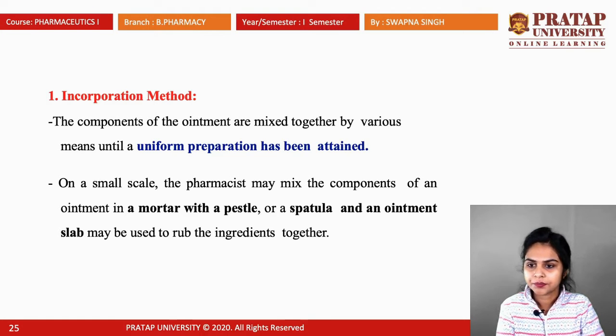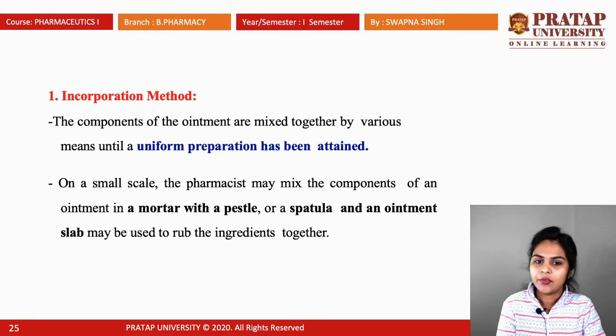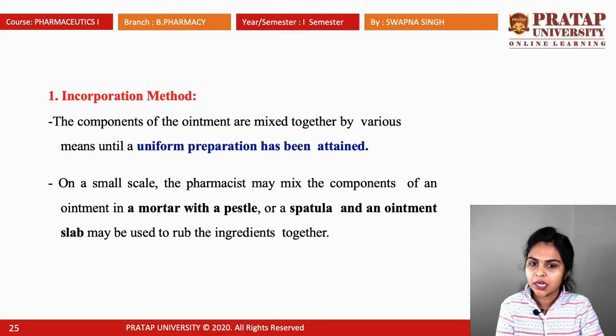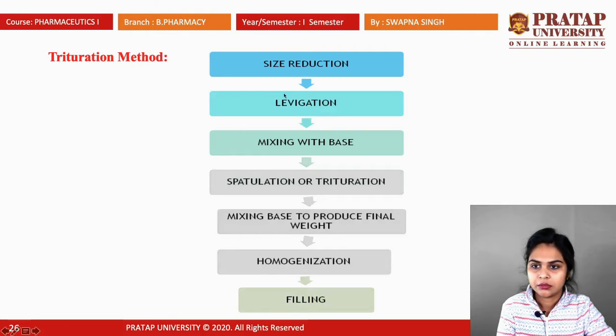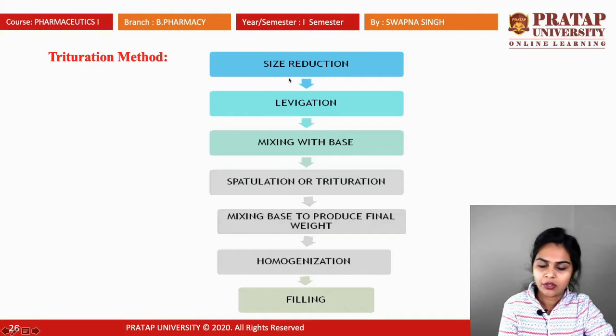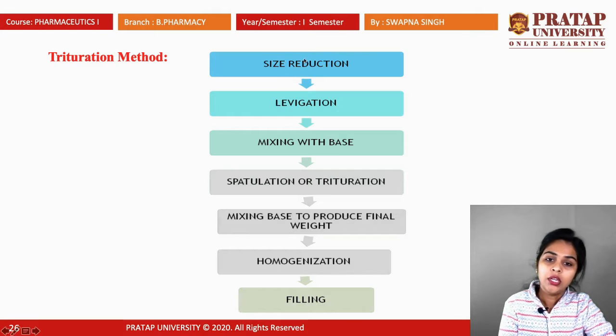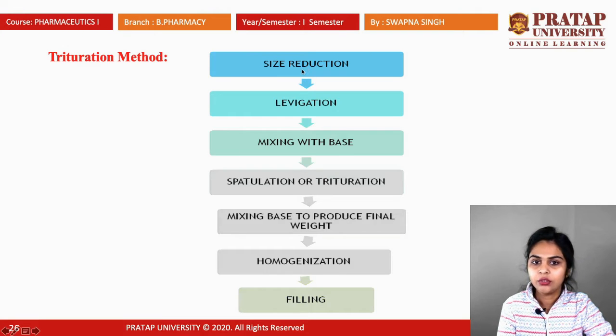Now the first method is incorporation method. In this method, the components of the ointment are mixed together by various means until a uniform preparation has been attained. On a small scale, the pharmacist may mix all the ingredients of the ointment in a mortar with a pestle or a spatula, and an ointment slab may be used to rub these ingredients together. This is the trituration method. The first step is size reduction, because we have all the ingredients with various sizes, so we need to reduce their size and create a uniform size.